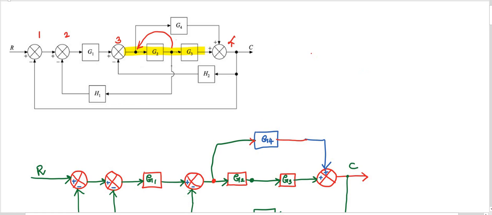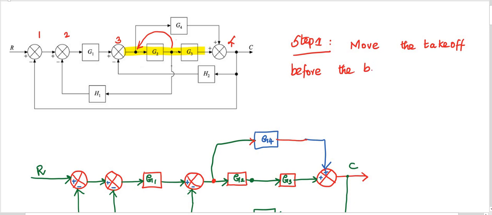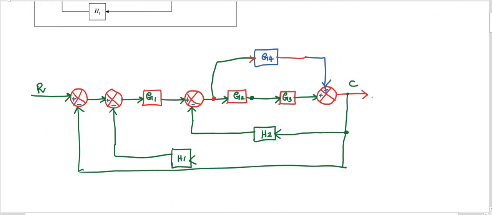That is the step number 1. So, first write the step number 1. Move the takeoff point before the block. Now, I am going to redraw this diagram. See, before the block, here I have to multiply G2. Okay, now it is over.